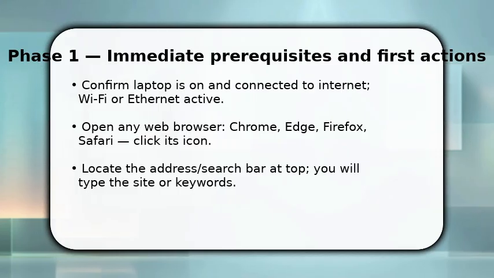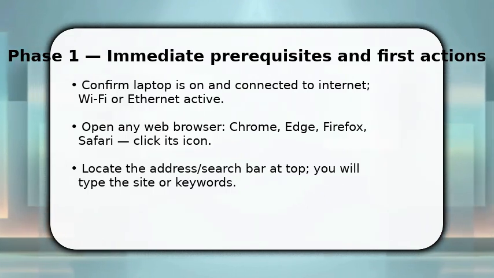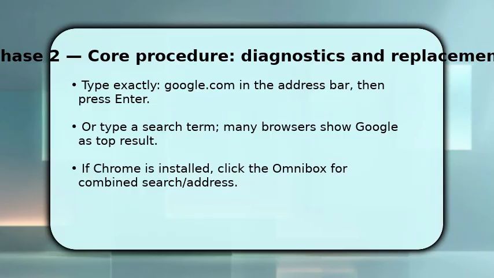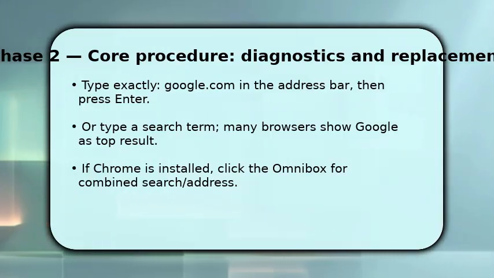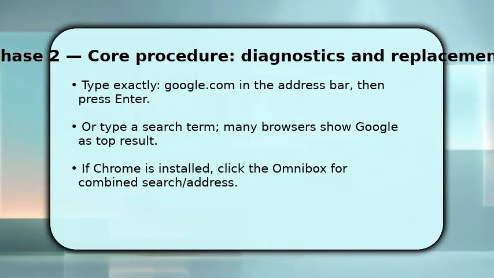This gets you straight to Google without installing anything extra. You type Google.com and press Enter to land directly on Google's homepage. That's the fastest route. Alternatively, type a search term like weather or news and your browser will usually present Google results at the top because browsers prefer quick lookups. If you use Chrome, the Omnibox doubles as address and search, so just type and hit Enter.